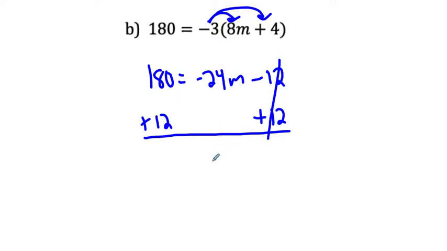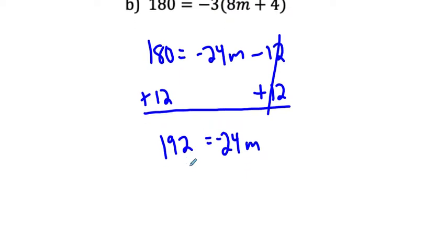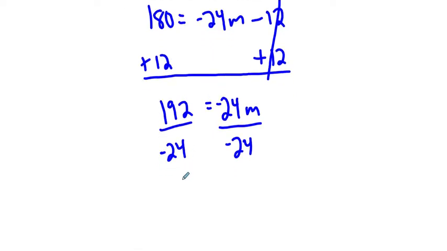They're gone. My right-hand side is negative 24m. This is 0, so plus 0, but we don't write that. 180 plus 12 is 192. Now, we're going to take that 192, and we're going to divide, right? We have to divide to get m by itself. This is a negative 24 times m, so we do the opposite, and we divide by negative 24. 192 divided by negative 24 gives you a negative 8 equals m.